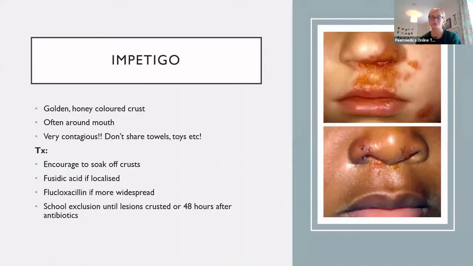And then impetigo, so that is your classical golden honey-coloured crusts. It's a staph infection, so you're treating it with fusidic acid. If it's localised, like the bottom picture, that would probably be fusidic acid. If it's more widespread, you would then give oral Flucloxacillin. Just giving advice to the family as well that it's really contagious, so don't share towels, toys, anything like that. And they need to stay off school until all the lesions have crusted over or 48 hours after starting antibiotics.